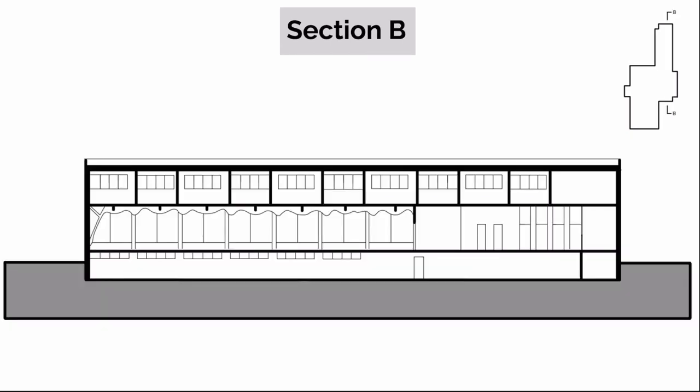This section cuts through the longer, thinner rectangle in the overall massing. It cuts through the main auditorium hall, highlighting its unique curved ceiling structure. The second floor features the administrative offices, and the basement floor is used for storage. Unlike the previous section, there is no change in elevation within these floors themselves.